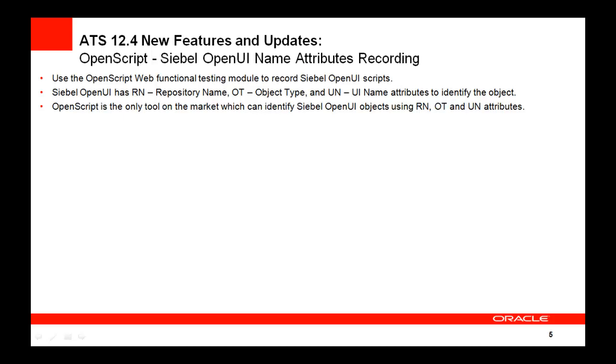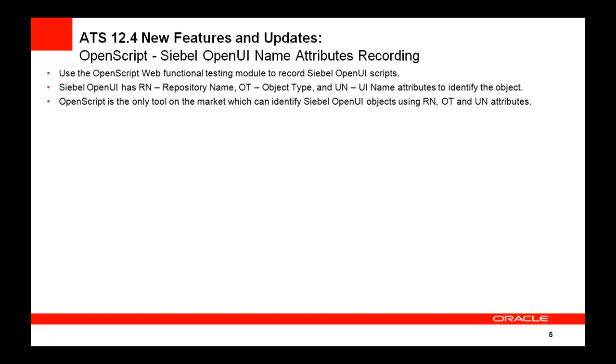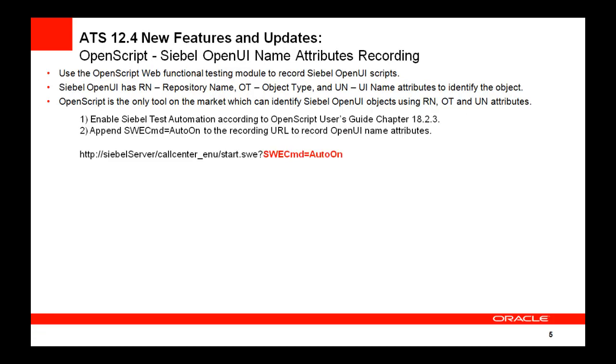OpenScript is the only tool on the market which can identify Siebel OpenUI objects using RN, OT, and UN name attributes. This is a result of the collaboration between ATS and Siebel team. In order to record with OpenUI name attributes, there are a couple of requirements that need to be met. The first thing is to enable Siebel test automation according to the instructions from OpenScript User's Guide, Chapter 18.2.3. The second requirement is to append SWECMD=auto onto the recording URL to record OpenUI name attributes.